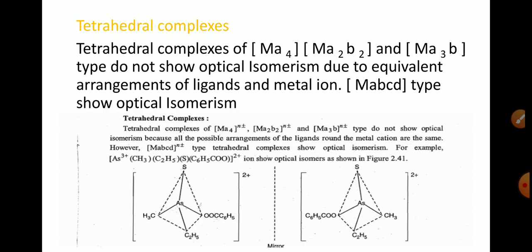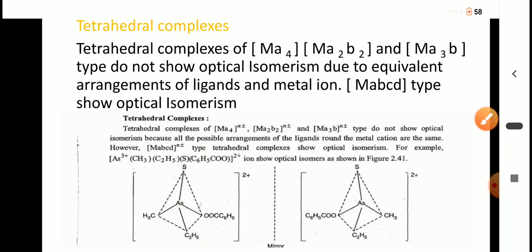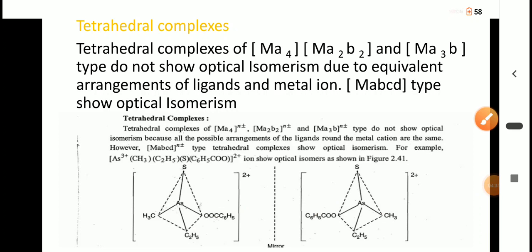You can see the example here. The central metal ion is arsenic, and it has the ligands sulfur, methyl, ethyl and benzoate group. It may rotate plane polarized light either to the right side, called dextrorotatory, or the left side, called levorotatory. These are non-superimposable mirror images, therefore they exist as a pair of enantiomers, also called optical isomers.